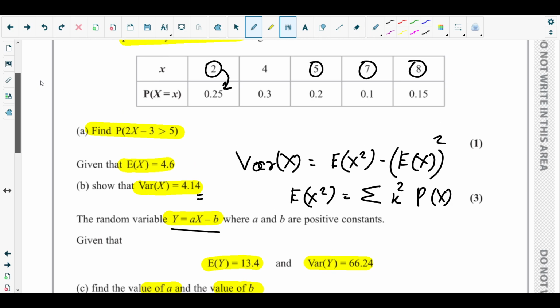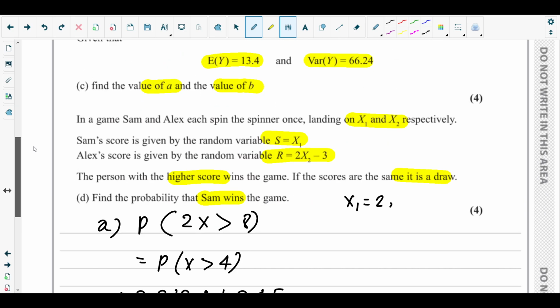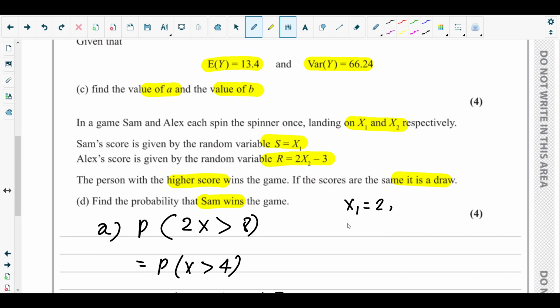If x2 is also 2, then what would be the score for Alex? That is, r would be 2 times 2, that is 4, minus 3, that is 1. That means Alex's score is less than Sam's score, so Sam will win. So this is acceptable, right?